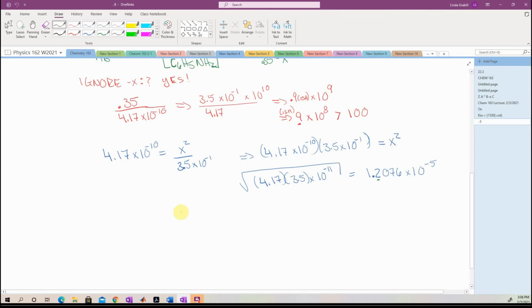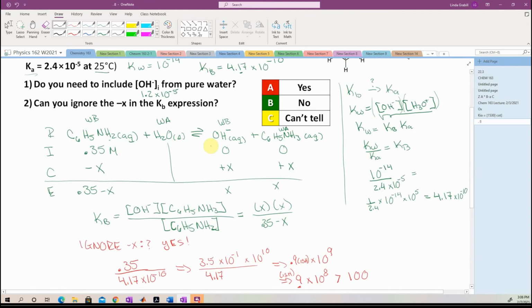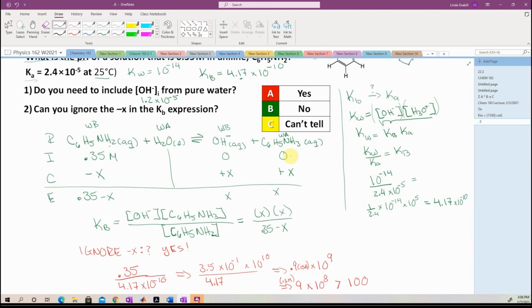What did we figure out? We figured out that x equals 1.2 times 10 to the negative 5 molar. And what does that relate to? This is the concentration of my hydroxide and of my conjugate, or my weak acid. What was I actually asked for? I can look up here and see what questions we have.